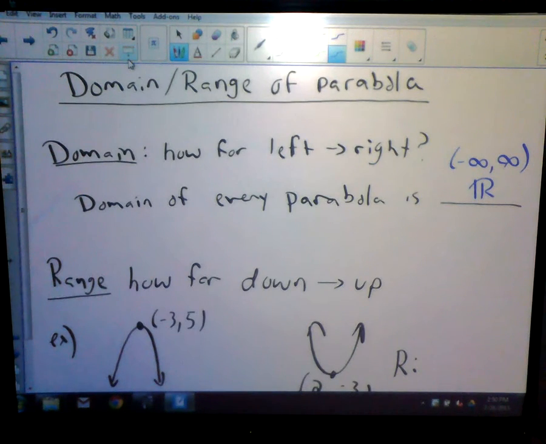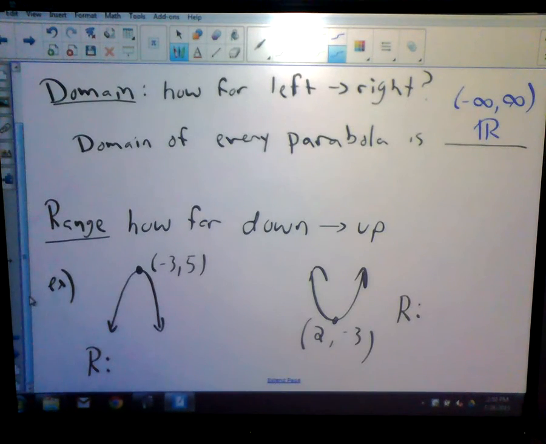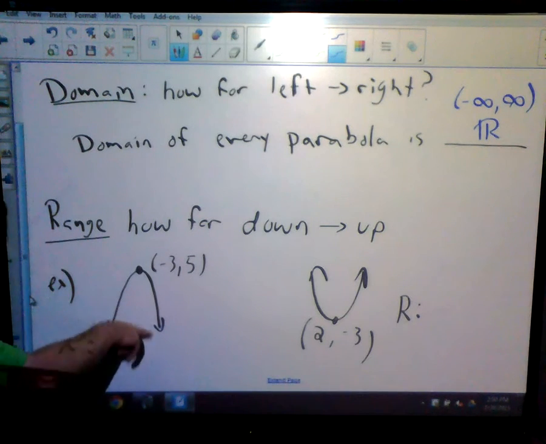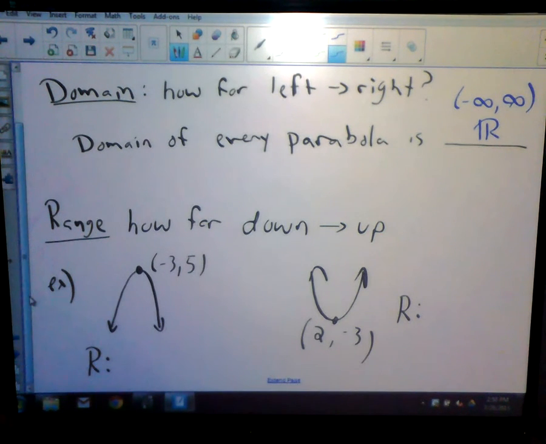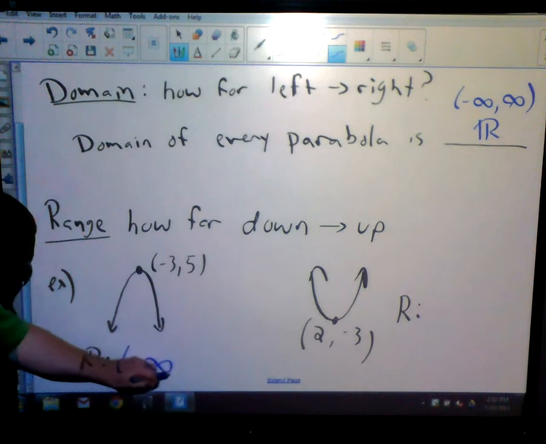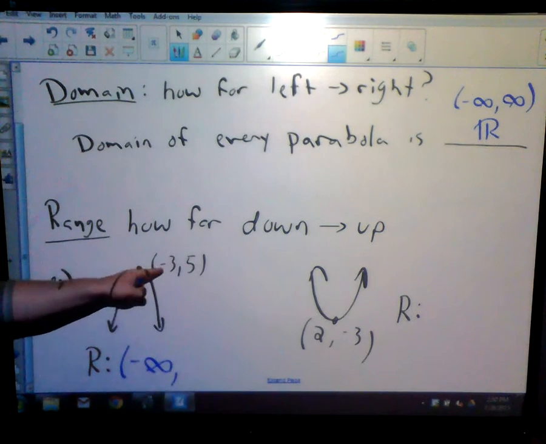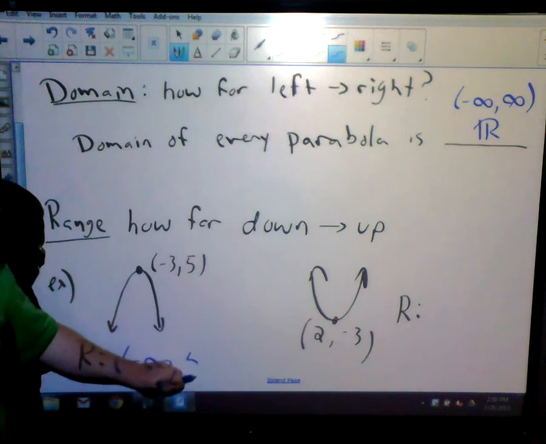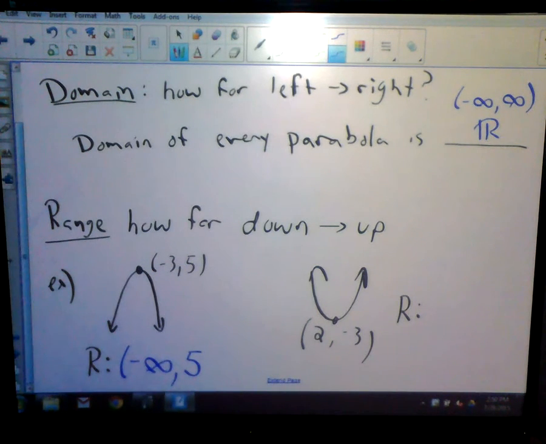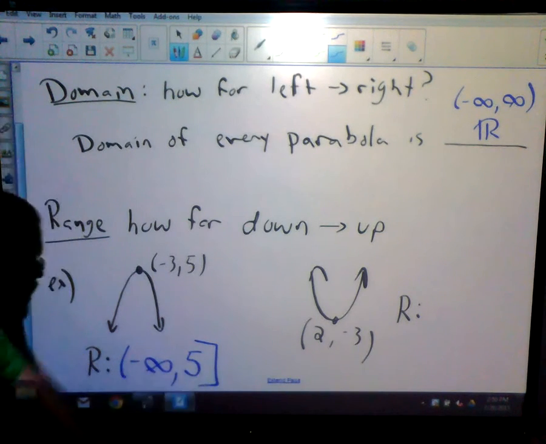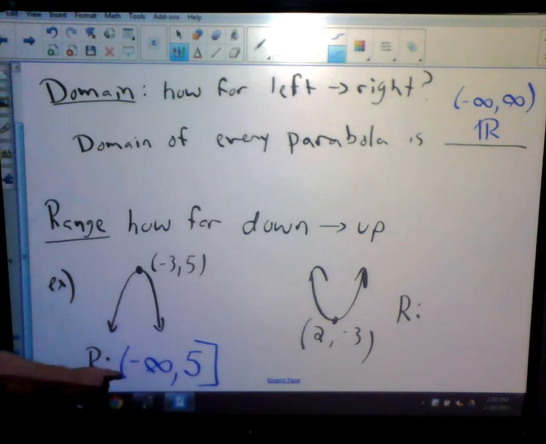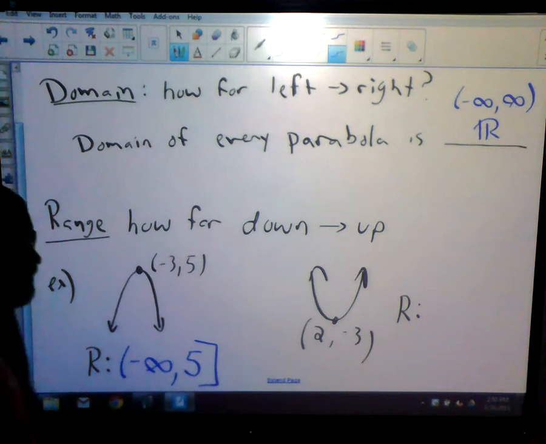Range is how far down to up it goes. This is not going to be all real numbers. Look at this parabola. How far down does it go? Well, it goes down forever. How far up does it go? What's the highest point? Well, the y value tells me the highest point, and it's 5. Since it touches 5, we use this symbol, a bracket, to say it goes down forever, but it comes up and touches 5.